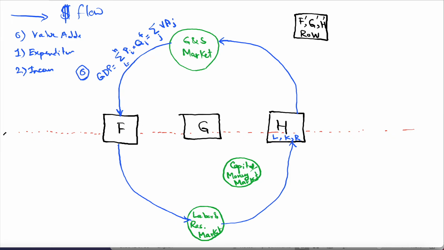So I will change this one, because this is basically expenditure: how much households have spent on buying final goods and services. So this one I call C, or consumption expenditure made by the families. Okay.